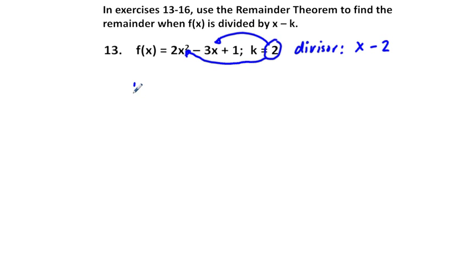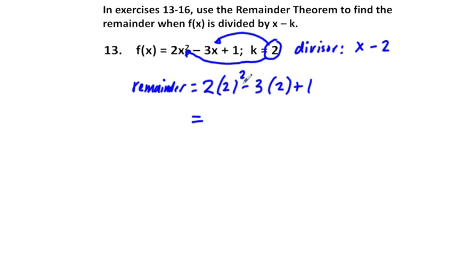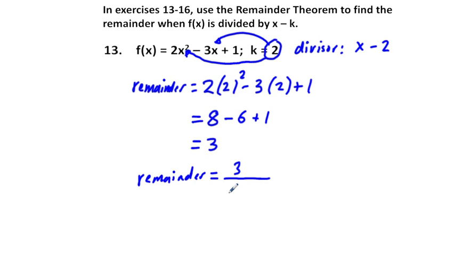So our remainder equals 2 times 2 squared minus 3 times 2 plus 1. Working this out, 2 squared is 4, 2 times 4 is 8, minus 3 times 2 is minus 6, plus 1. And 8 minus 6 is 2, plus 1 is 3. So our summary statement: the remainder is equal to 3 over our divisor, which is x minus 2, which is x minus k. So that's going to be it.